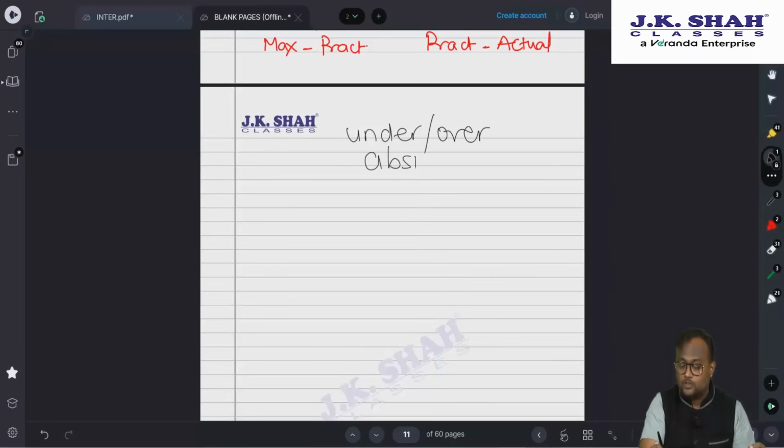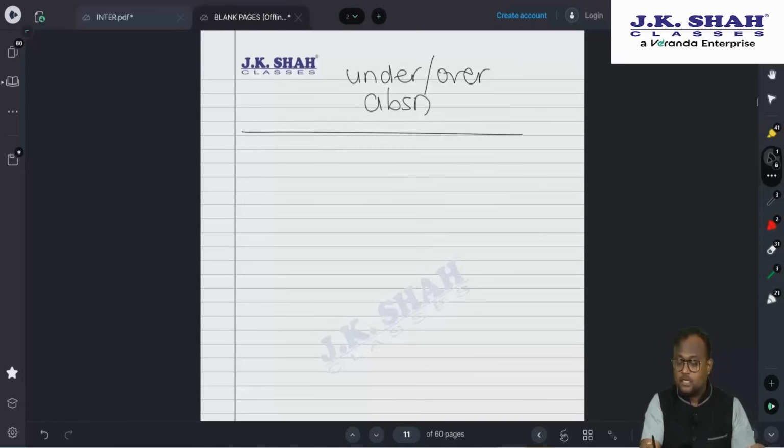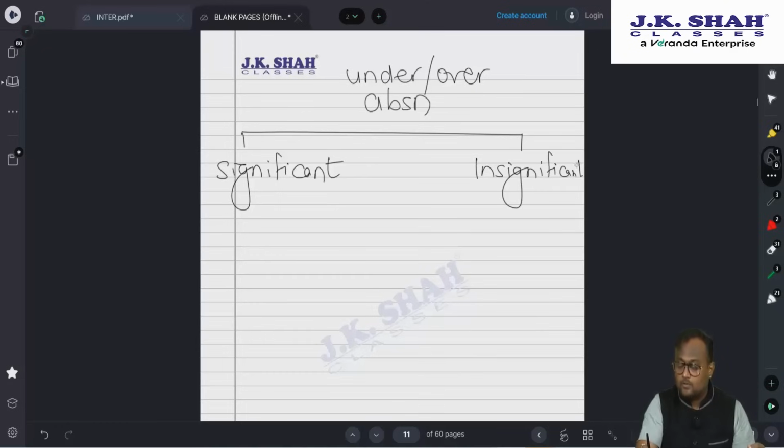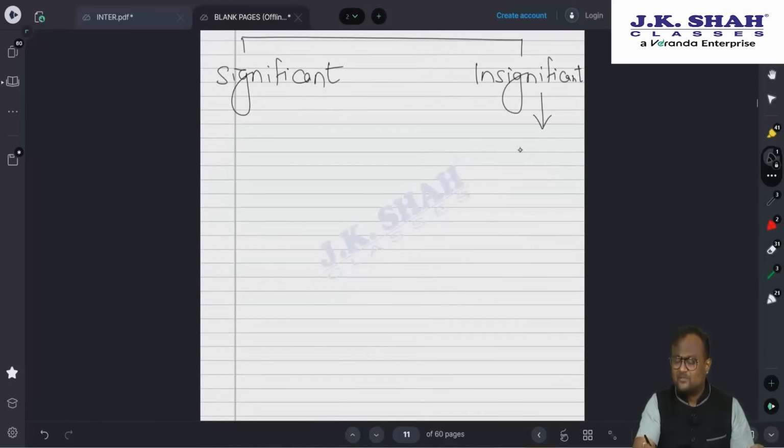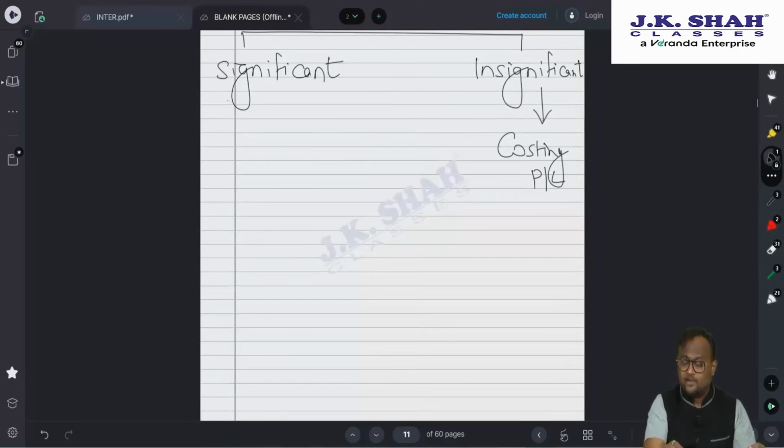Under/over absorption can be a significant amount or it can be an insignificant amount. If it is an insignificant amount, it's a petty amount, don't waste your time and talent on that, transfer it to costing P&L. But if it is significant, then there can be two things: either it will be normal under/over absorption or it will be abnormal.